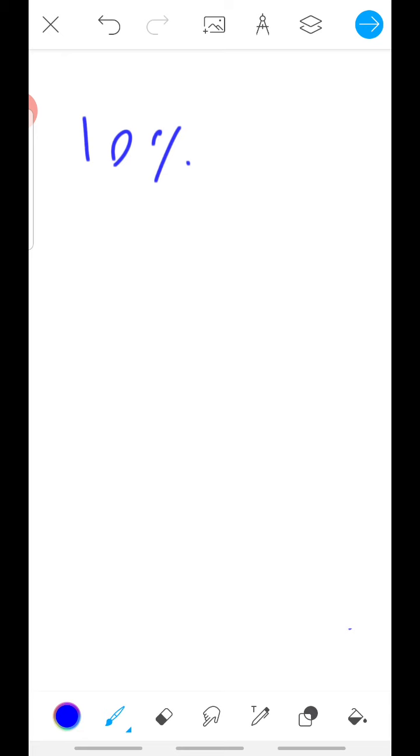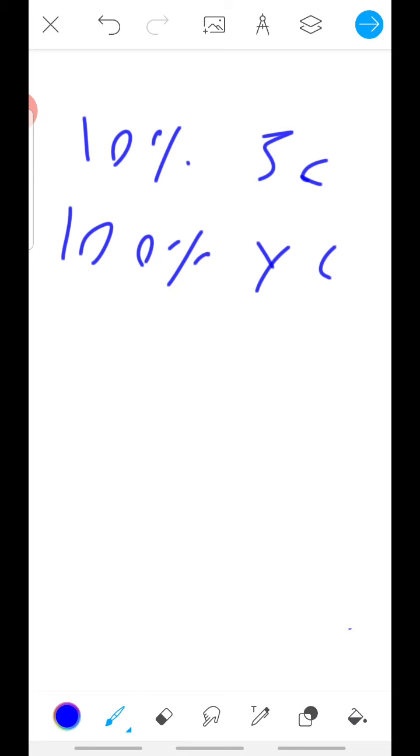10% is 5 candies. The C is for candies. So 100% is equal to X candies. Now I'm going to give you a little bit of time without pausing this video, but you can also pause the video if you want more time to complete this.